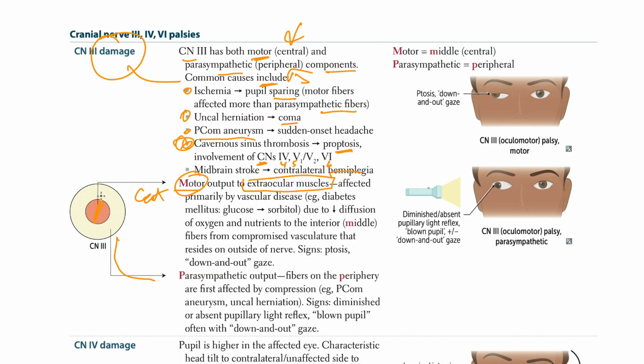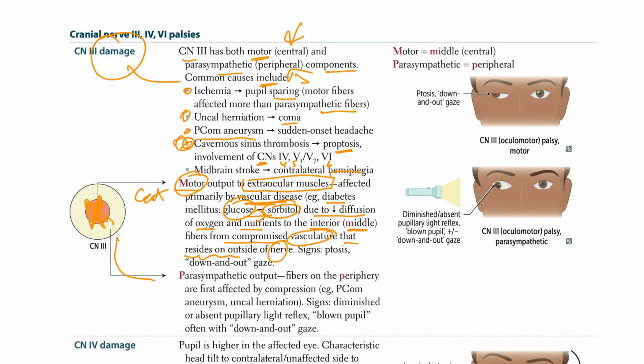So if you affect the central part, if you knock this out, what's going to happen? I mean, you knock it out where and when? You knock it out in any ischemia, vascular disease. For example, in diabetes, where the glucose goes and forms sorbitols, leading to ischemia, leading to damage to the nerve, the central part of the nerve, and also due to decreased diffusion of oxygen and nutrition to the interior, which is the middle part, from compromised vasculature that resides on the outside of the nerve.